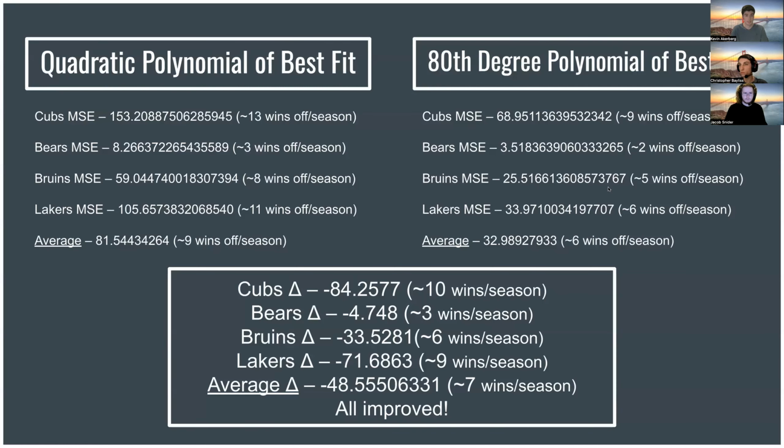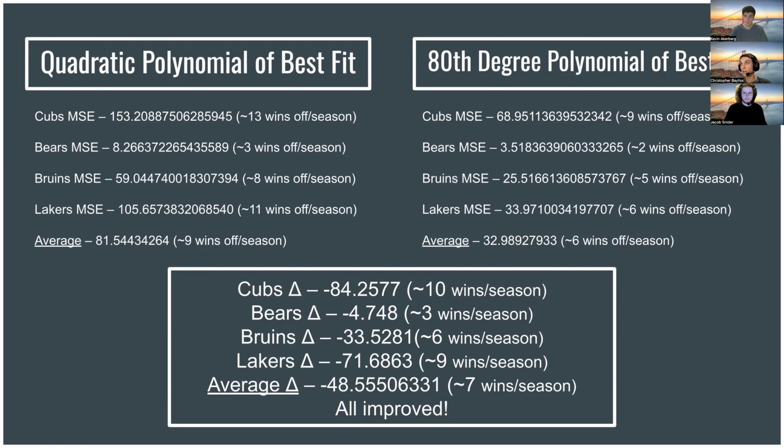And then discussing the error, we computed the mean square error for each curve. For the quadratic polynomial line of best fit, the Cubs had an error rate of approximately 13 wins per season, meaning that it was off by about 13 wins per season. The Bears quadratic curve was off by approximately 3 wins per season. The Bruins 8 wins per season, and the Lakers 11 wins per season, giving us an average error for the quadratic polynomial line of about 9 wins off per season.